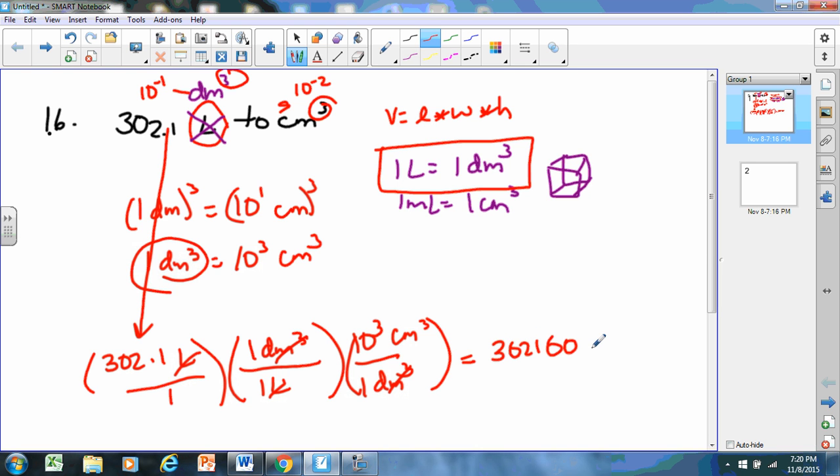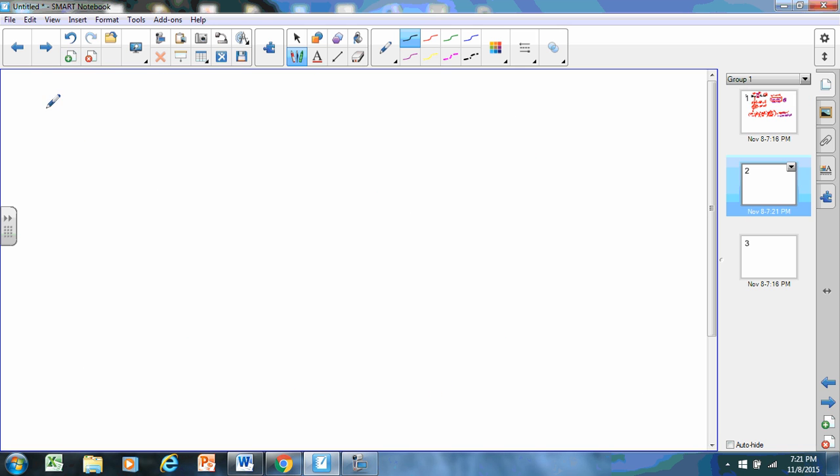So 1, 2, 3, and then this is cubic centimeters, or if you prefer scientific notation, 1, 2, 3, 4, 5. You can also have 3.021 times 10 to the 5th cubic centimeters, and I think that's what's on the sheet. Okay, next one. We're almost done with this big giant 4-day worksheet.